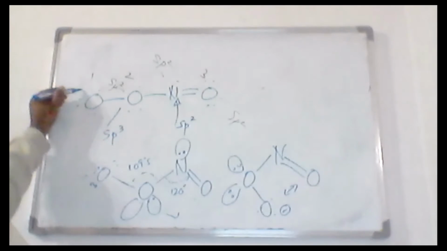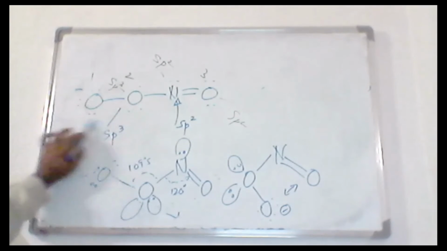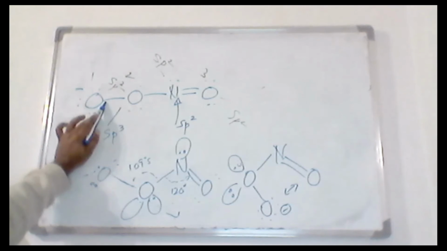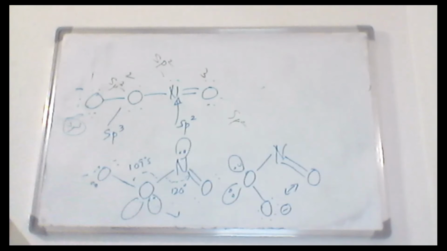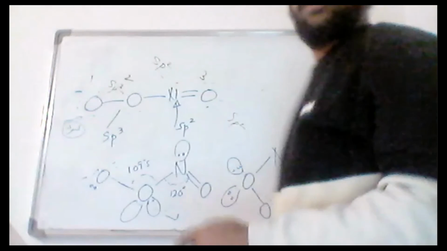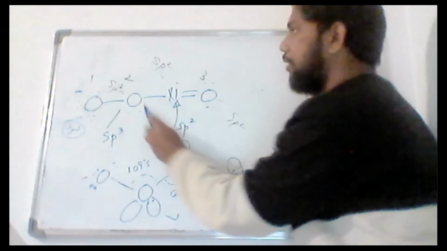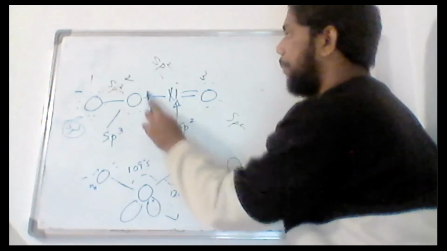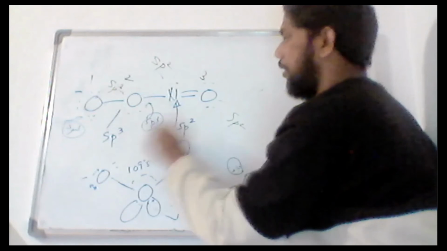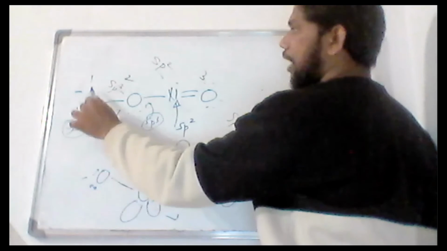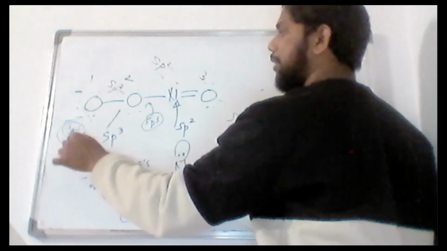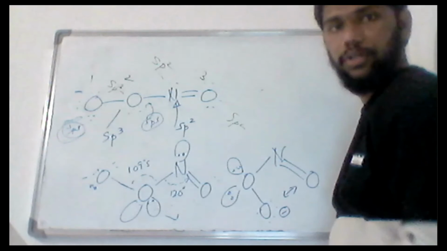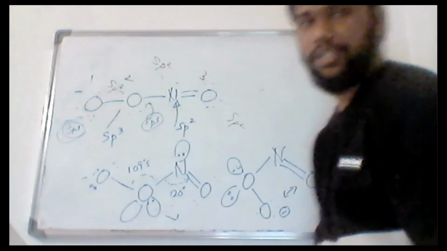Because now, according to this structure, if I want to get the hybridization of this one, I have one sigma bond, three lone pairs. So it should be like sp3, right? Now here, how did I get the hybridization? One sigma bond, two sigma bond, two lone pairs. The hybridization is sp3. Now according to that, I have three lone pairs and one pair. So 1, 2, 3, 4. It should be sp3. Okay, it should be sp3 actually, right?